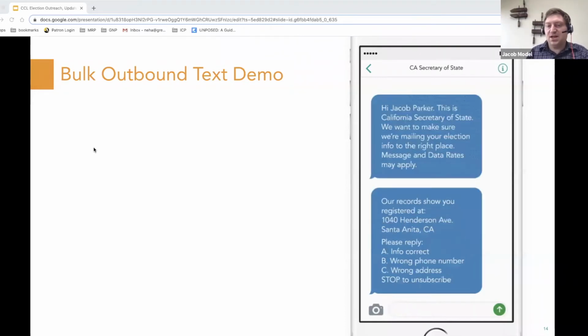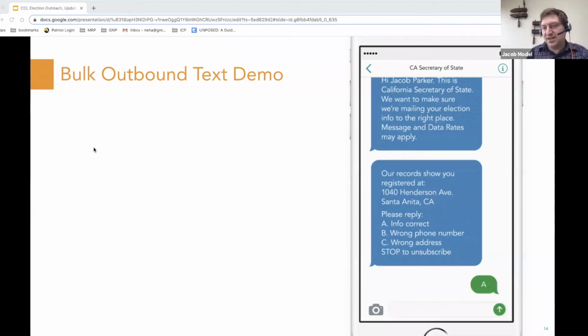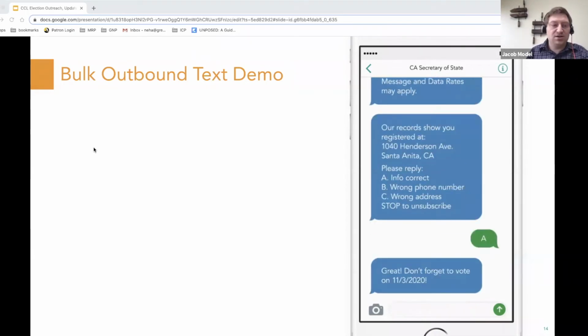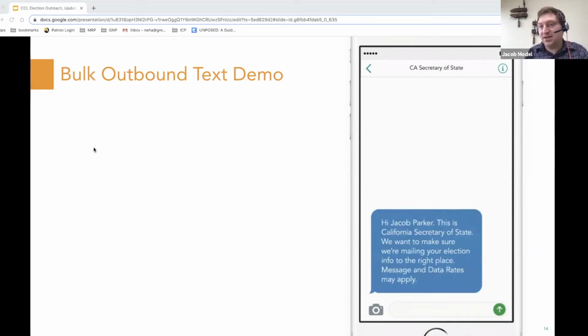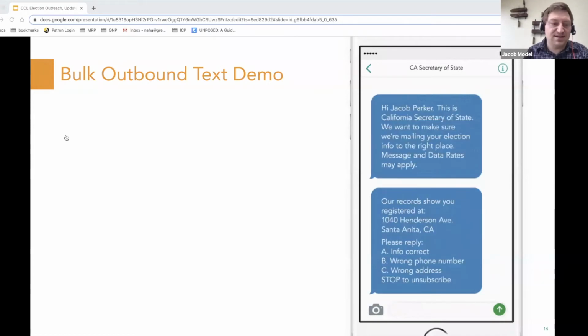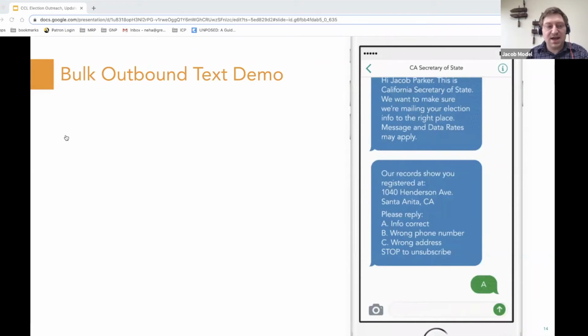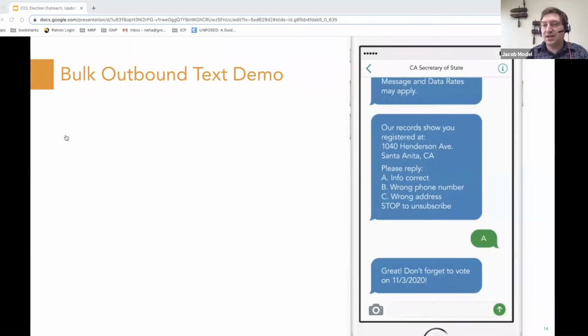Or if it's a wrong address, then you could send them a link to the place where they can update their voter registration information and make sure that their election materials, including in some places ballots, actually get sent to the right place. So once again, the idea behind this is to say, how can we leverage some of these solutions to get people the election materials and information they need in order to vote safely on election day? Next slide.